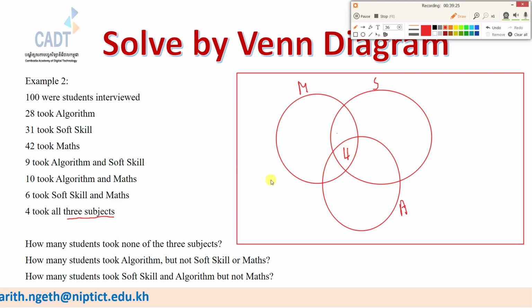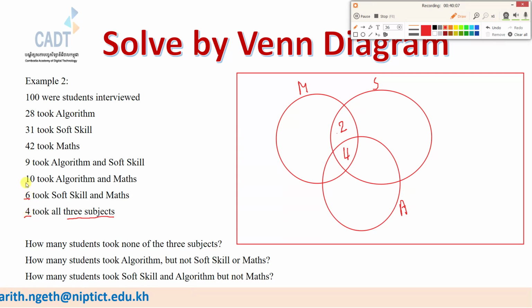And next we talk about soft skill and math. So soft skill and math in here also. But soft skill and math is 6. So this is soft skill and math 6. So I put only 2 because 2 plus 4 is 6. This is soft skill and math 6. But for this, math, soft skill, and algorithm is 4. 4 plus 2 is 6. So 3 subjects and this one math and soft skill. 4 plus 2 is 6. So we got this one is 6.